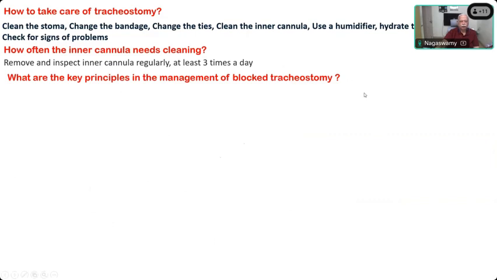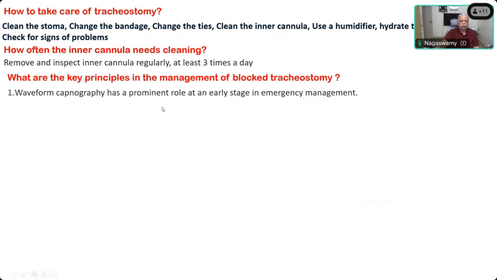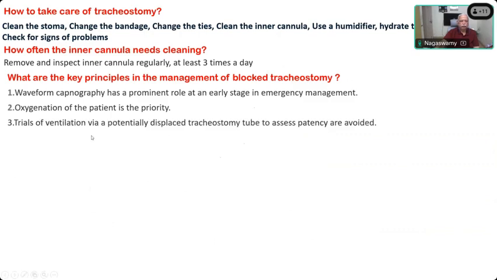Patient suddenly desaturates, becomes restless. It is based on the duration of tracheostomy. Waveform capnography has a prominent role in the early stage of emergency management. Oxygenation of the patient is a priority. Trials of ventilation through a potentially displaced tracheostomy are to be avoided.